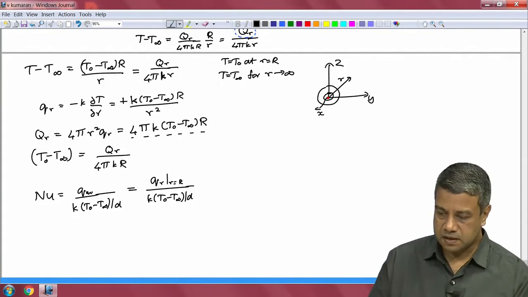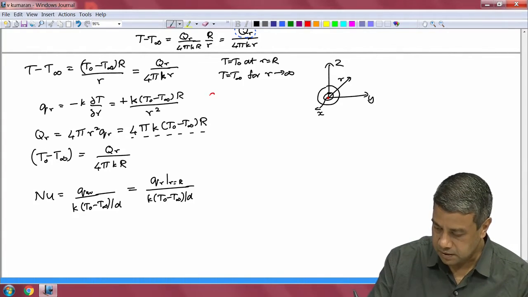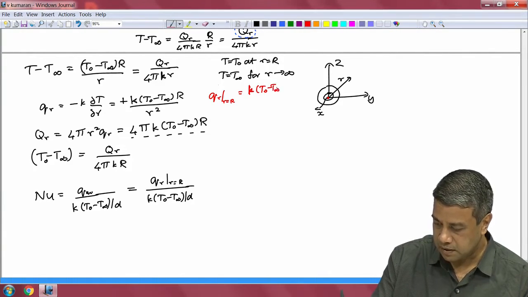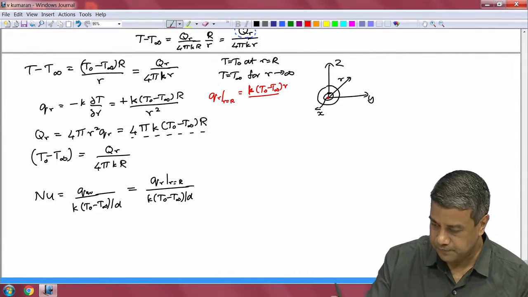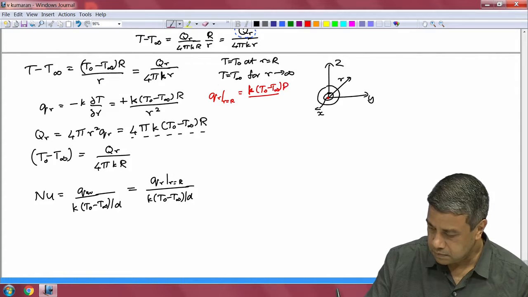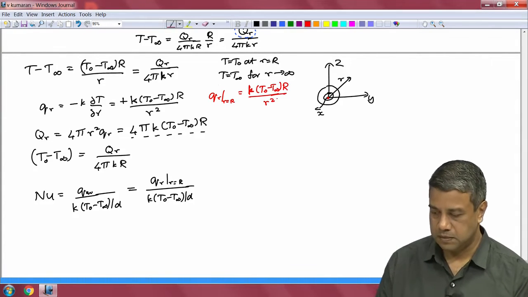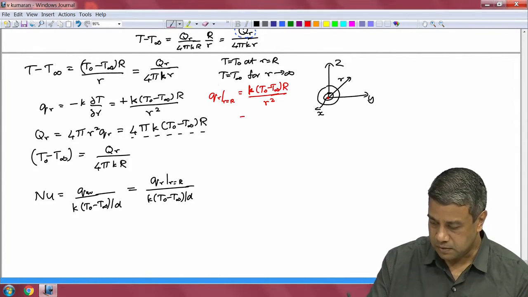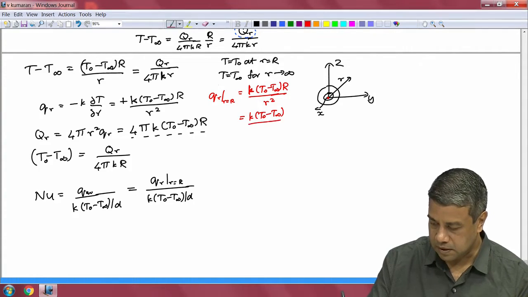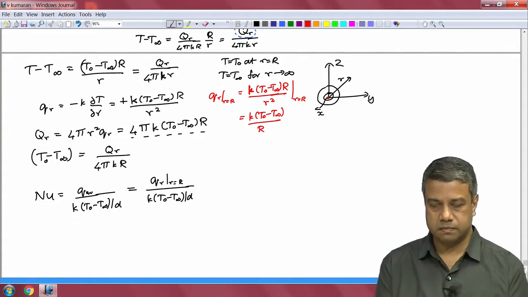The flux at the surface can be calculated from here. Qr at r is equal to R has got to be equal to k into T naught minus T infinity by R, which is just equal to k into T naught minus T infinity by R at the surface.